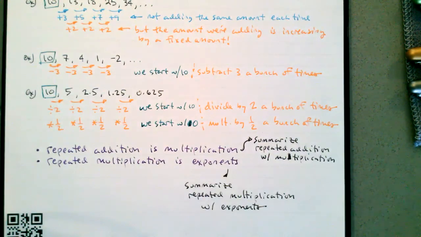So here are the patterns that we're looking for: patterns of repeated addition and repeated multiplication. We want to be able to describe a list as starting with some value and then adding the same amount a bunch of times, or starting with a particular value and multiplying by the same amount a bunch of times. And we want to find some kind of language that'll get us around saying a bunch of times, a bunch of times.